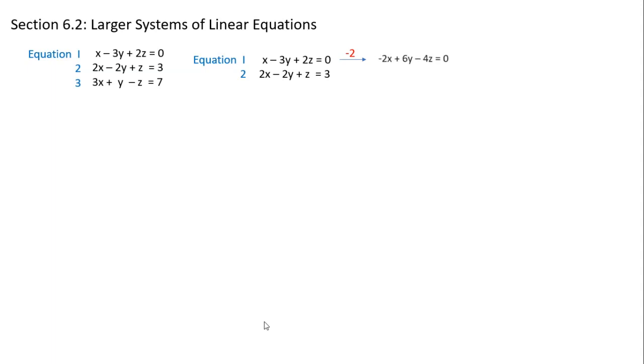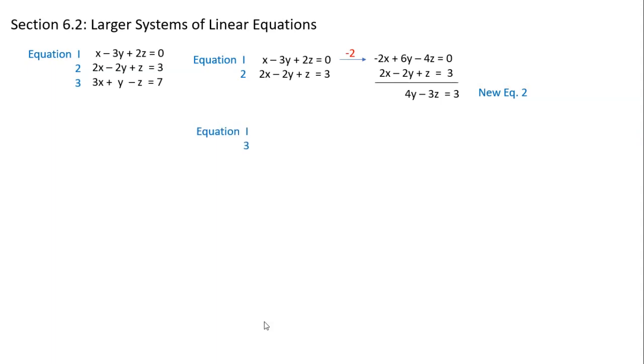I'm going to multiply the first equation by -2 and get negative 2x plus 6y minus 4z equals 0. I'm going to add it to the second equation. When I do this, I eliminate my x value. I get 4y minus 3z equals 3. Now I need to get another different set of equations. So this is my equation 2.